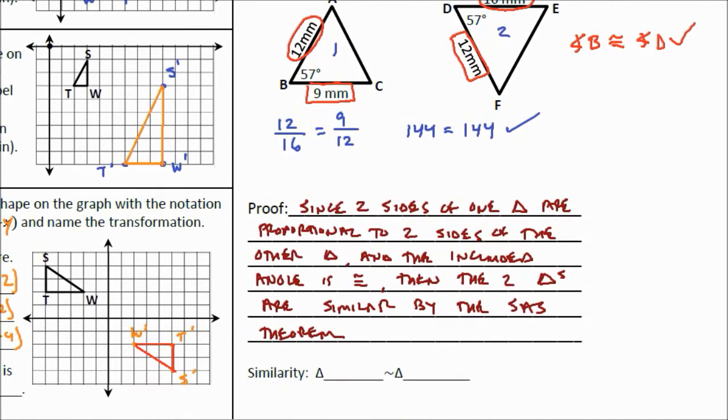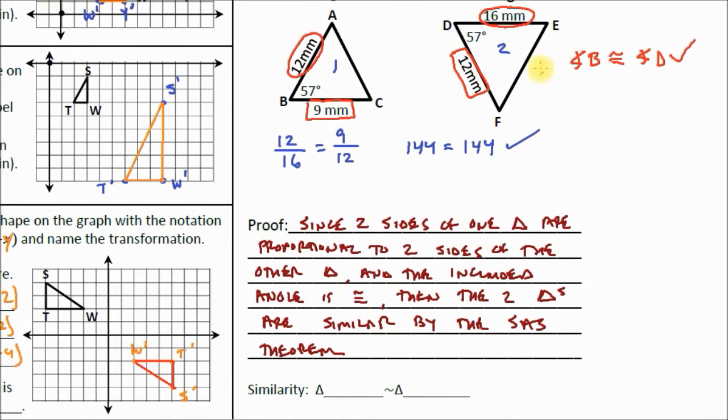All right. Now, based on that, we can write our statement of similarity. Let's do that. I know that B and D correspond because those are the two congruent angles. Now my next letter, let's just pick one.